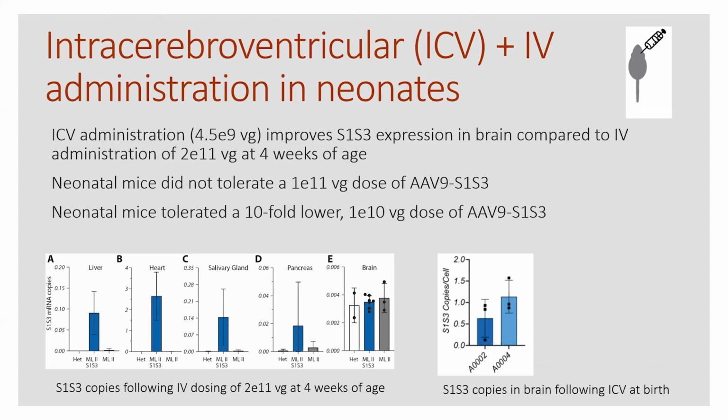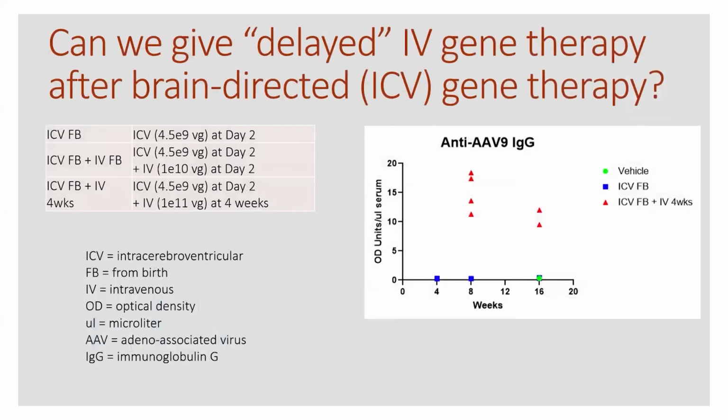The mice did not tolerate a dose of 1 times e to the 11th, so we decreased to a 10-fold lower dose, and they did tolerate that. We then wondered, because we had to go down in the intravenous dose, if it would be better to give the intravenous dose at 4 weeks while giving that ICV dose at birth. And the reason we wanted to give that ICV dose at birth was because at least in mouse models, behavior really only improves dramatically when you're able to administer treatment at birth across lysosomal diseases.